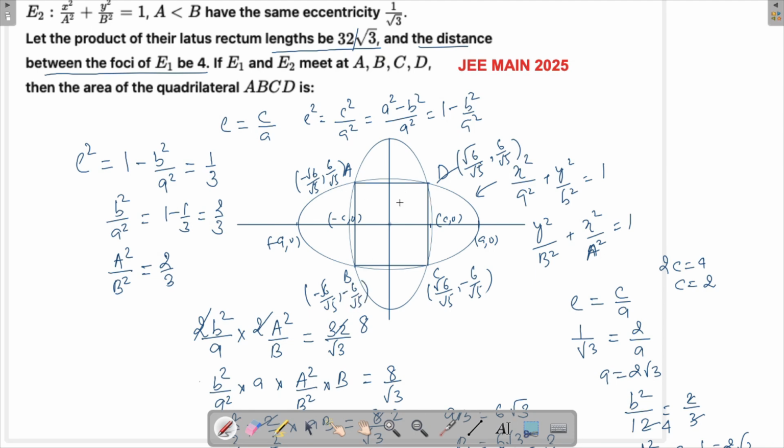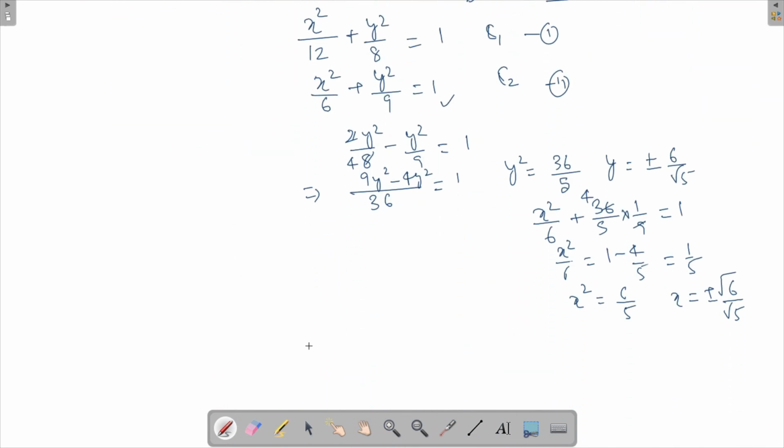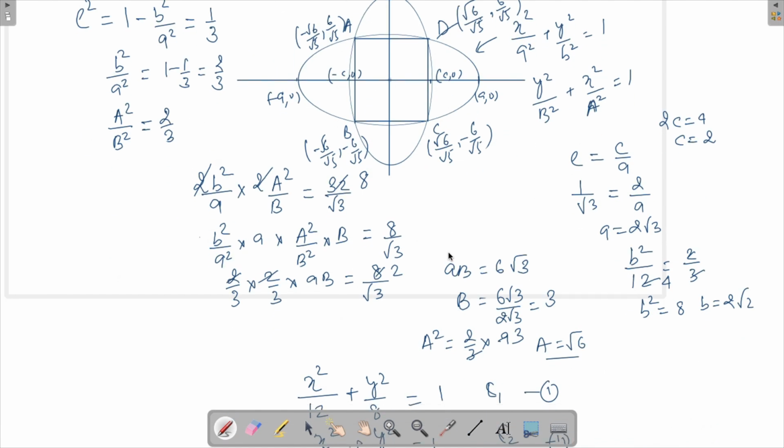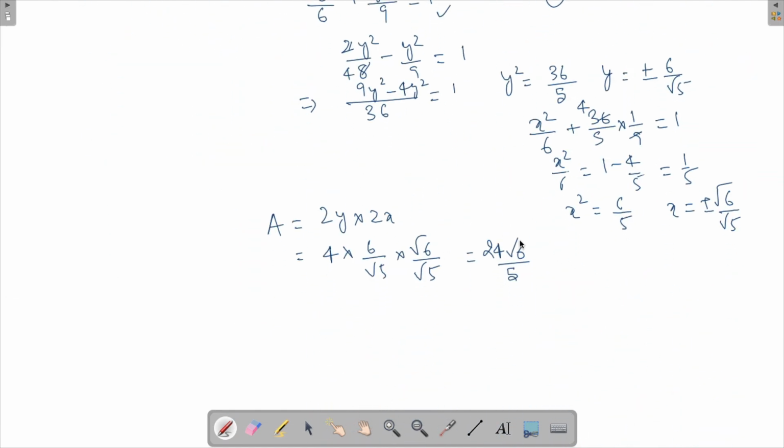So all this is making a rectangle. I will just have 2y and 2x multiplied, and then we will get the answer, right? So area of the rectangle will be 2y into 2x, so this will be 4 times x into y, which is 6 upon root 5 into root 6 upon root 5. So this will make it 24 root 6 upon 5. I don't know whether we got the options here, but one of the options was 24 root 6 upon 5, and this is my answer.